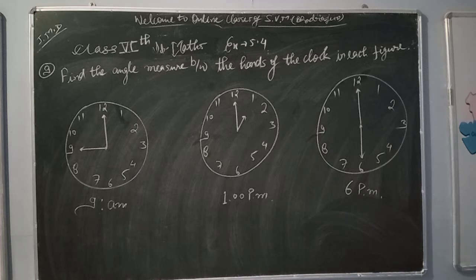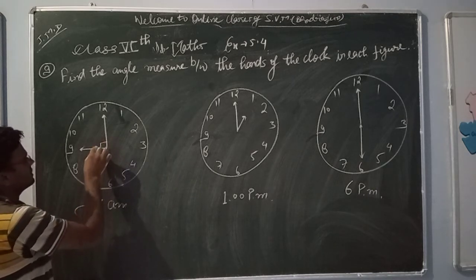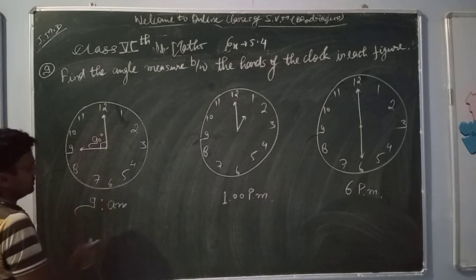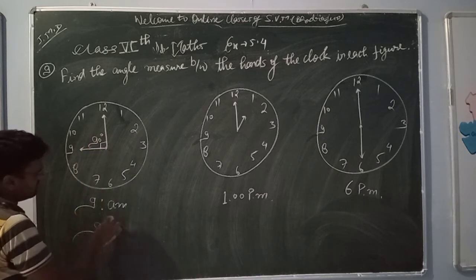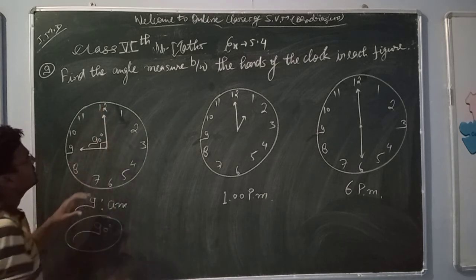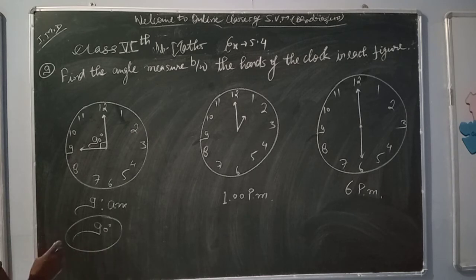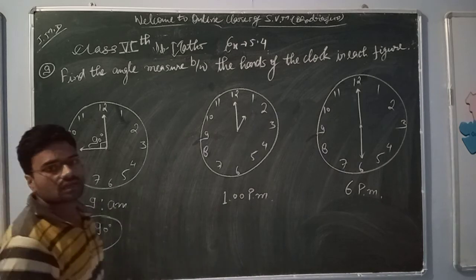So, find the angle measure between the hands of the clock in each figure. This is very clear that here our angle is 90 degrees. So our answer is 90 degrees for our first figure. No doubt this should be there. This is 1/4 revolution of a full clock. So the two hands in this position are making a 90 degrees angle.